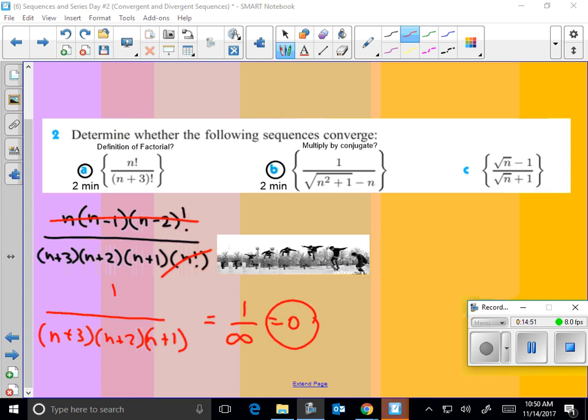This one, use a conjugate. Multiply by the conjugate here. I would say divide by 1 over root n here, or multiply by 1 over root n. That'll help you there.